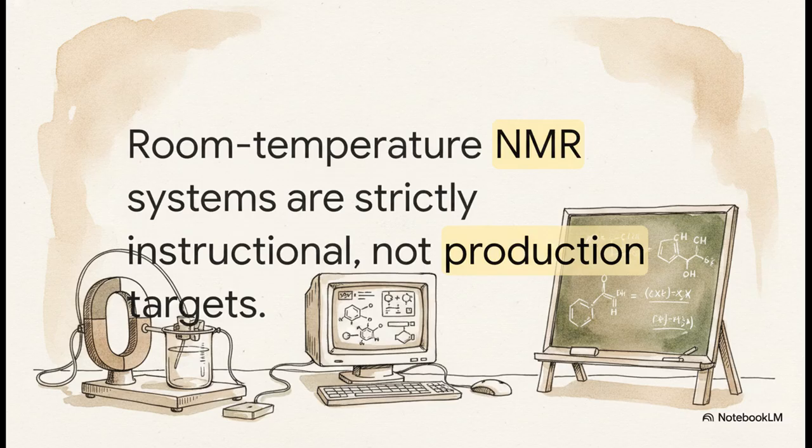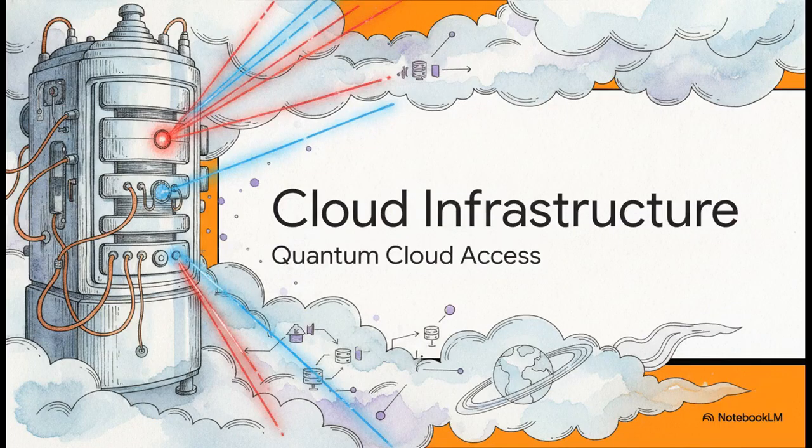We also definitely need to note nuclear magnetic resonance, or NMR-style systems. While there are commercially available room-temperature NMR quantum computers that utilize atomic spin states, it is crucial to position these accurately. They are strictly instructional or local research platforms. They are absolutely excellent for education and learning the ropes, but they are not general, scalable production targets for commercial enterprise workflows. Finally, Section 6, Cloud-Native Quantum Infrastructure.